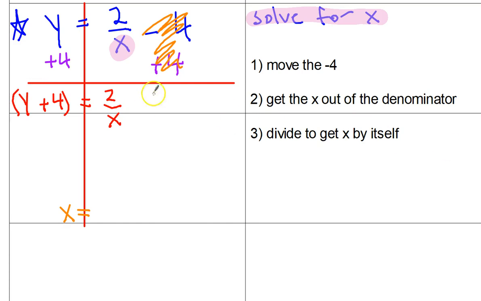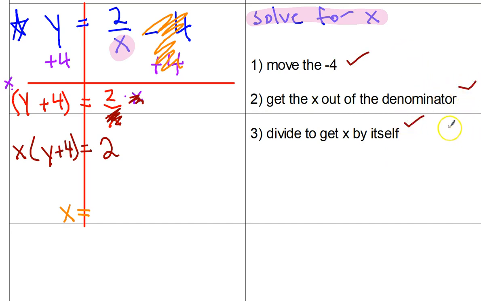We don't like having x on the bottom. So I times this side by x, and I times that side by x. And now x is out of the bottom. So there's only 2 that's left over here. And then equals, now the other side is x times y plus 4, in parentheses. Okay, so I've done step 1, I've done step 2, and now I'm about to do step 3. Now I'm going to divide to get x by itself.